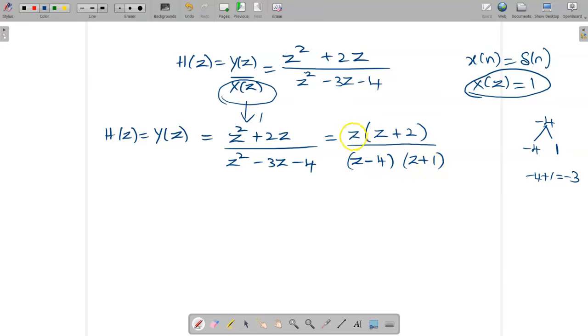So now I have to take one z to the left hand side and then we have to proceed. Okay. Since h of z equal to y of z, let me leave y of z. I will consider this as h of z itself. Take one z to the left hand side.